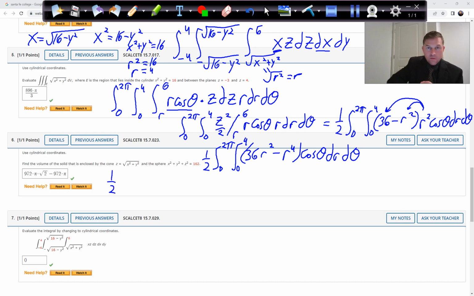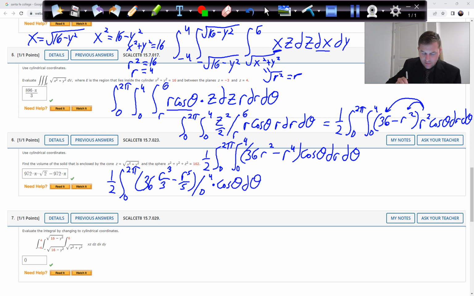But when we're dealing with r, cosine theta is just a constant, so we're going to have 0 to 2π times the quantity 36r cubed over 3 minus r to the 5th over 5. That's going from 0 to 4. Then we have times cosine theta dθ. And so we're going to get 1/2, 0 to 2π, 12 times r, which is 4 cubed, minus 4 to the 5th over 5. Then we have cosine theta dθ.